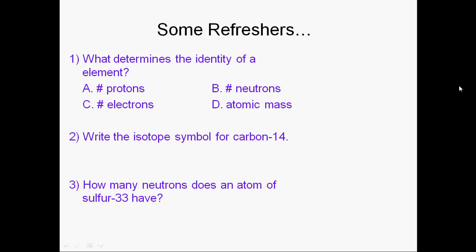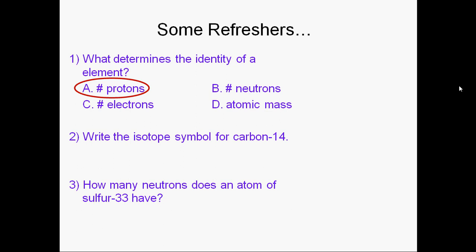Okay, hopefully you have some answers at this point. You paused if you needed to. First, what determines the identity of an element? Number of protons. That is it. All hydrogen atoms have 1 proton. It's the only thing that we are guaranteed that they all have in common.